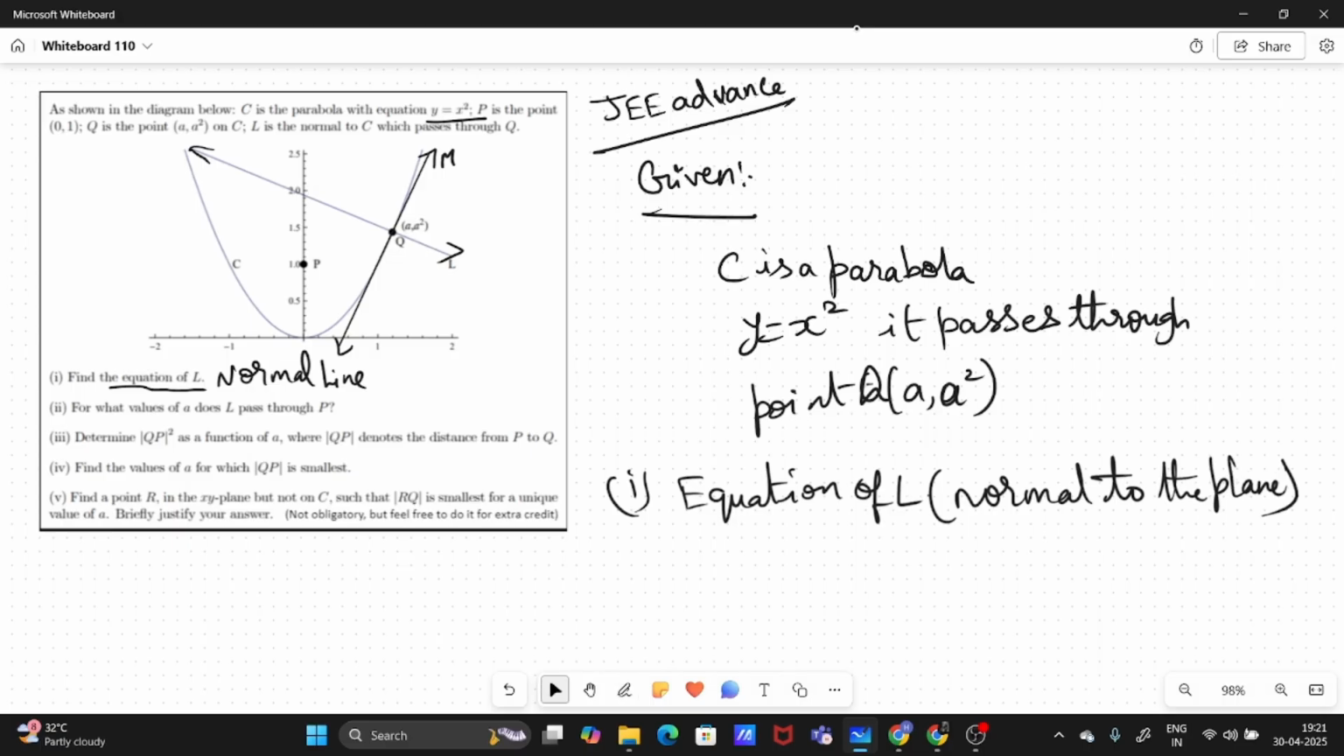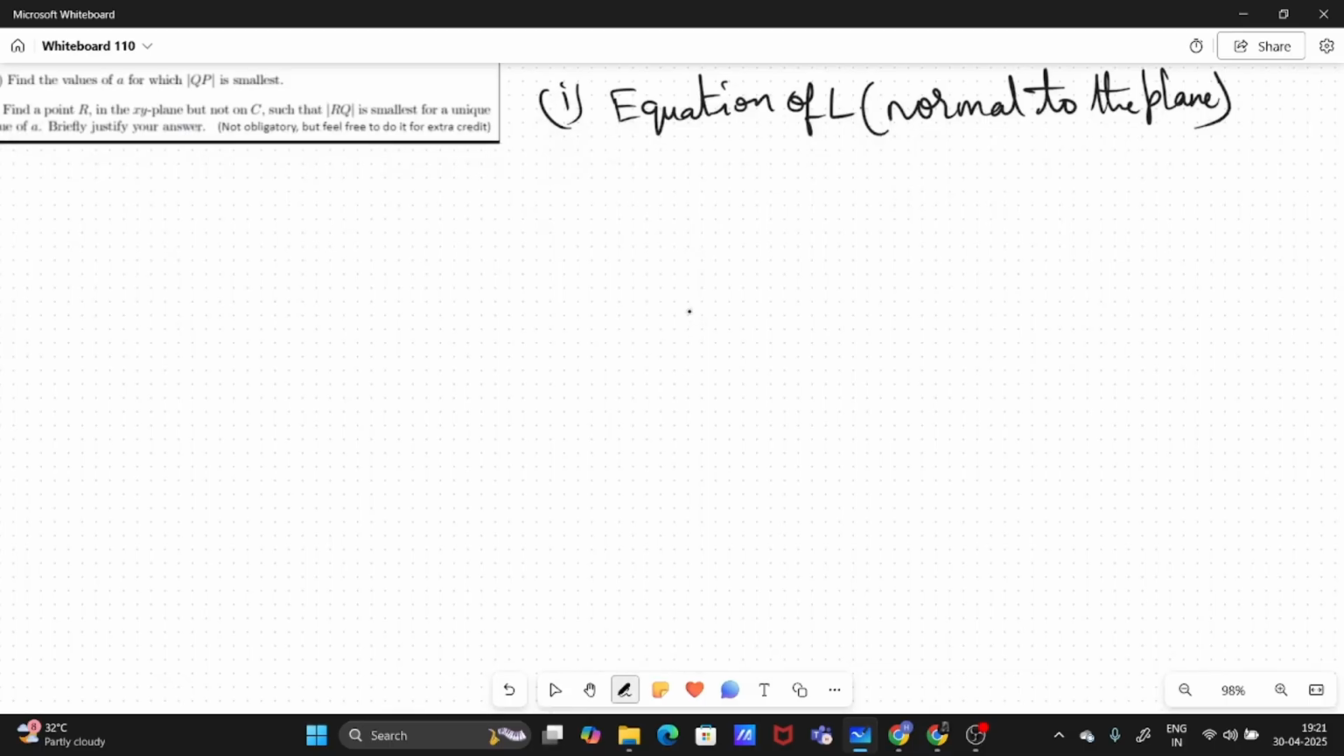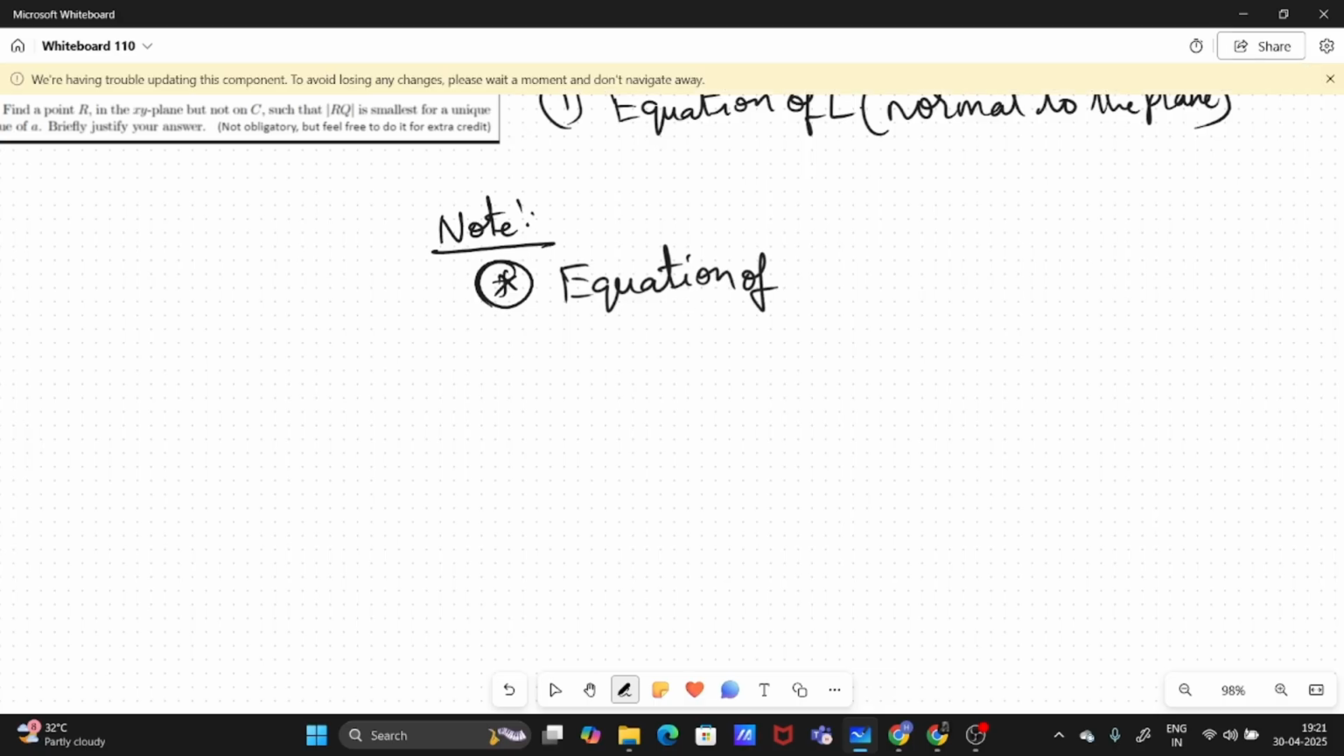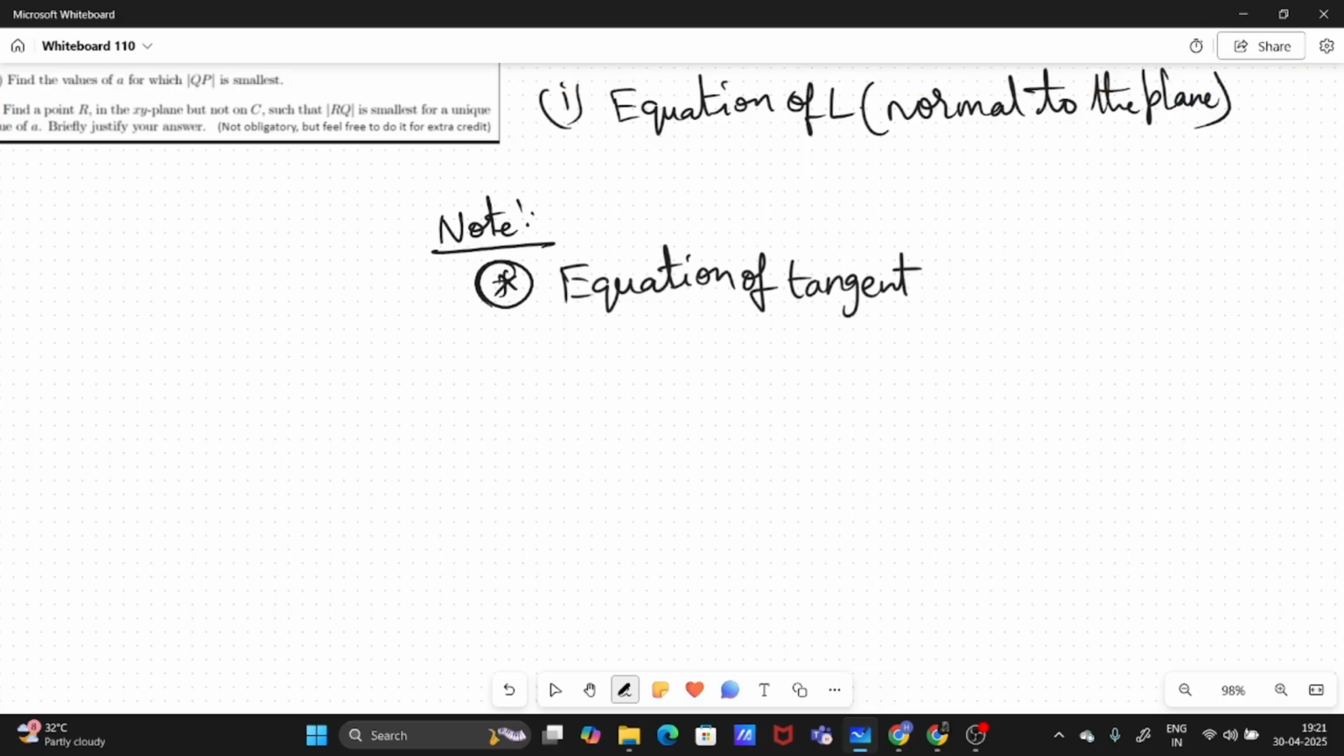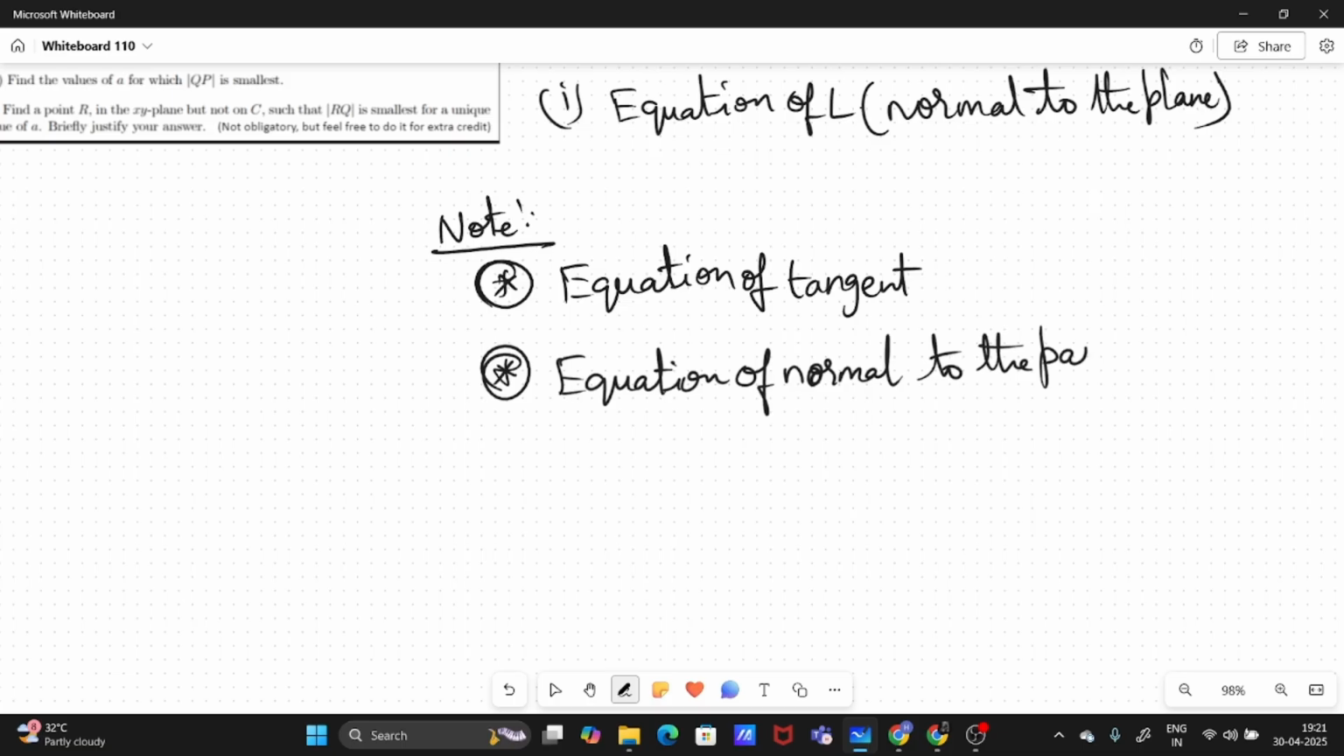Three things you have to understand here. Let me write those notes. Number one, you have to know the equation of the tangent. Next, you should know the equation of the normal to the parabola, which is a straight line. The equation of normal is also one straight line, but it's not the actual tangent which touches the curve.